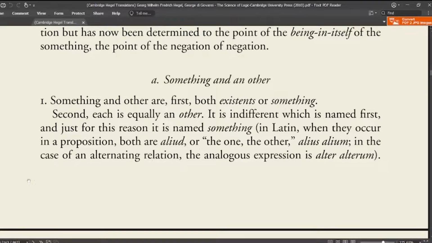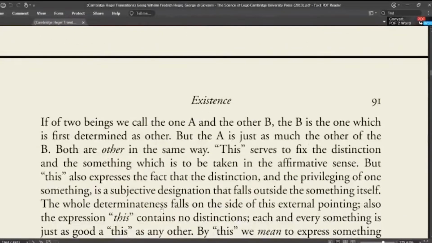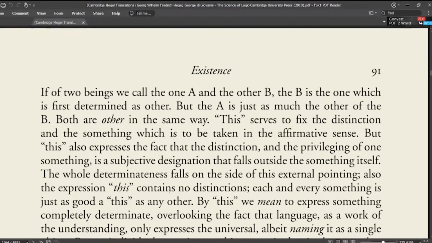In Latin, when they occur in a proposition, both are aliud, or the one, the other. Alius, alium. In the case of an alternating relation, the analogous expression is alter, alterum. If of two beings we call the one A and the other B, the B is the one which is first determined as other, but the A is just as much the other of the B. Both are other in the same way.